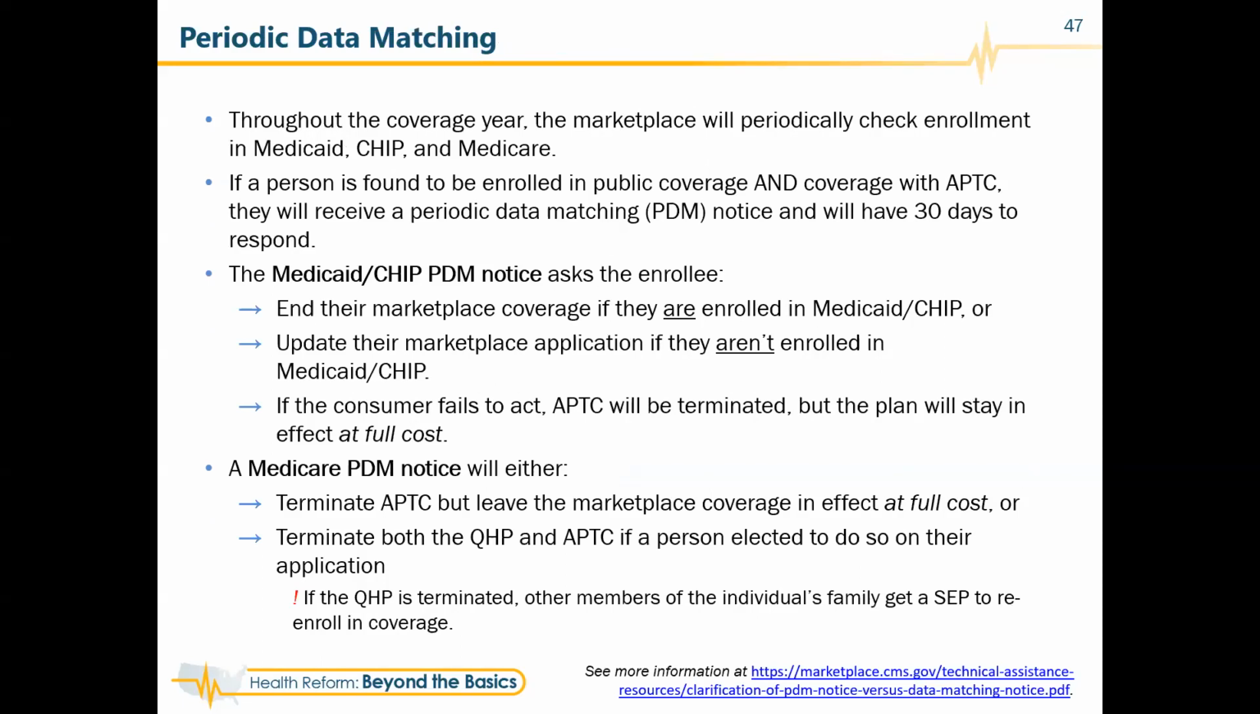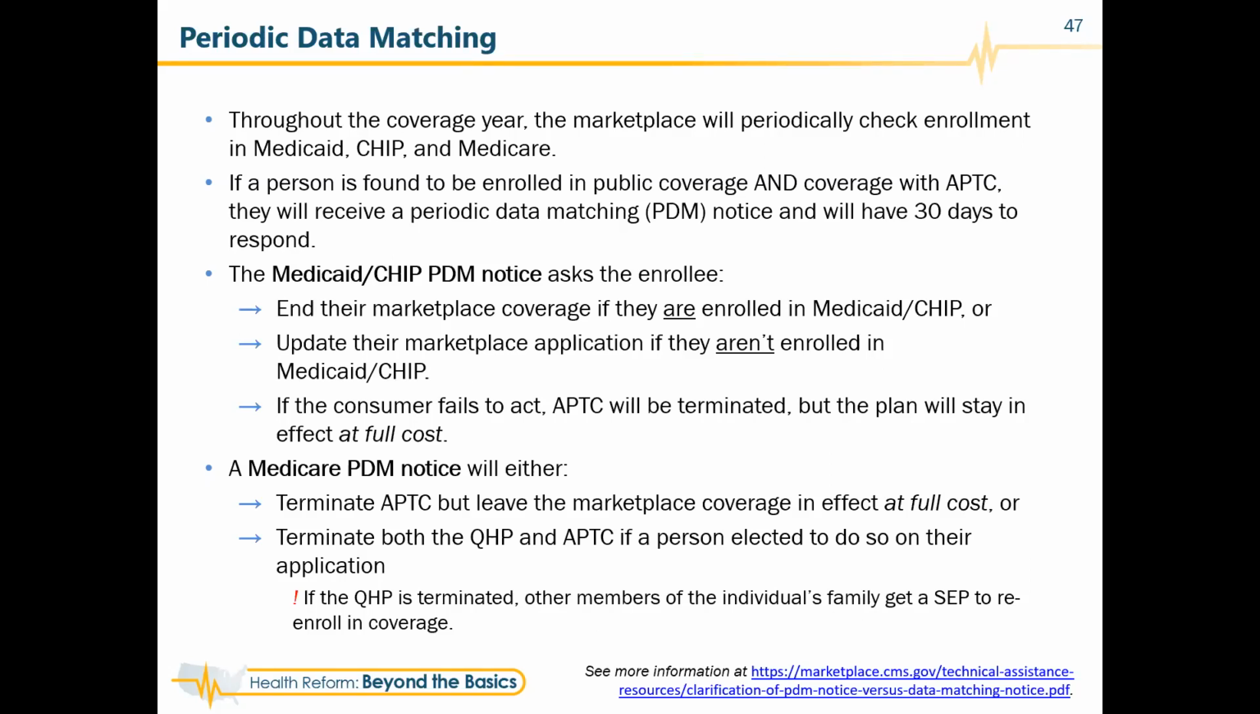We also want to mention this other process. So all of these things that we've been talking about are things that happen at the application time. But also during the year, there can be other data matching. This is called periodic data matching, where the marketplace periodically checks enrollment in Medicaid, CHIP, and Medicare. If a person is found to be enrolled in public coverage and coverage with APTC, they're going to receive a PDM, periodic data matching notice, and they have 30 days, not 90 days. They have 30 days to respond.